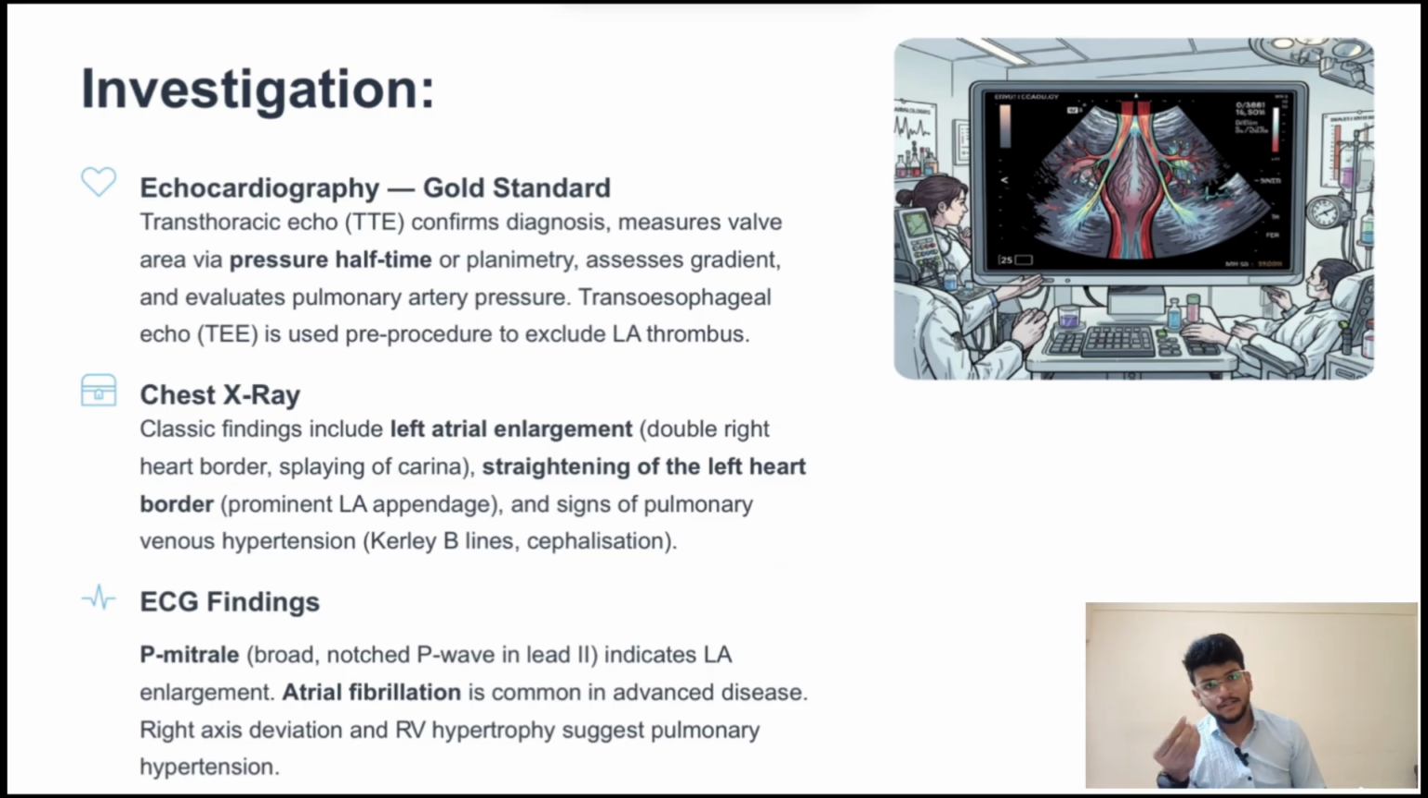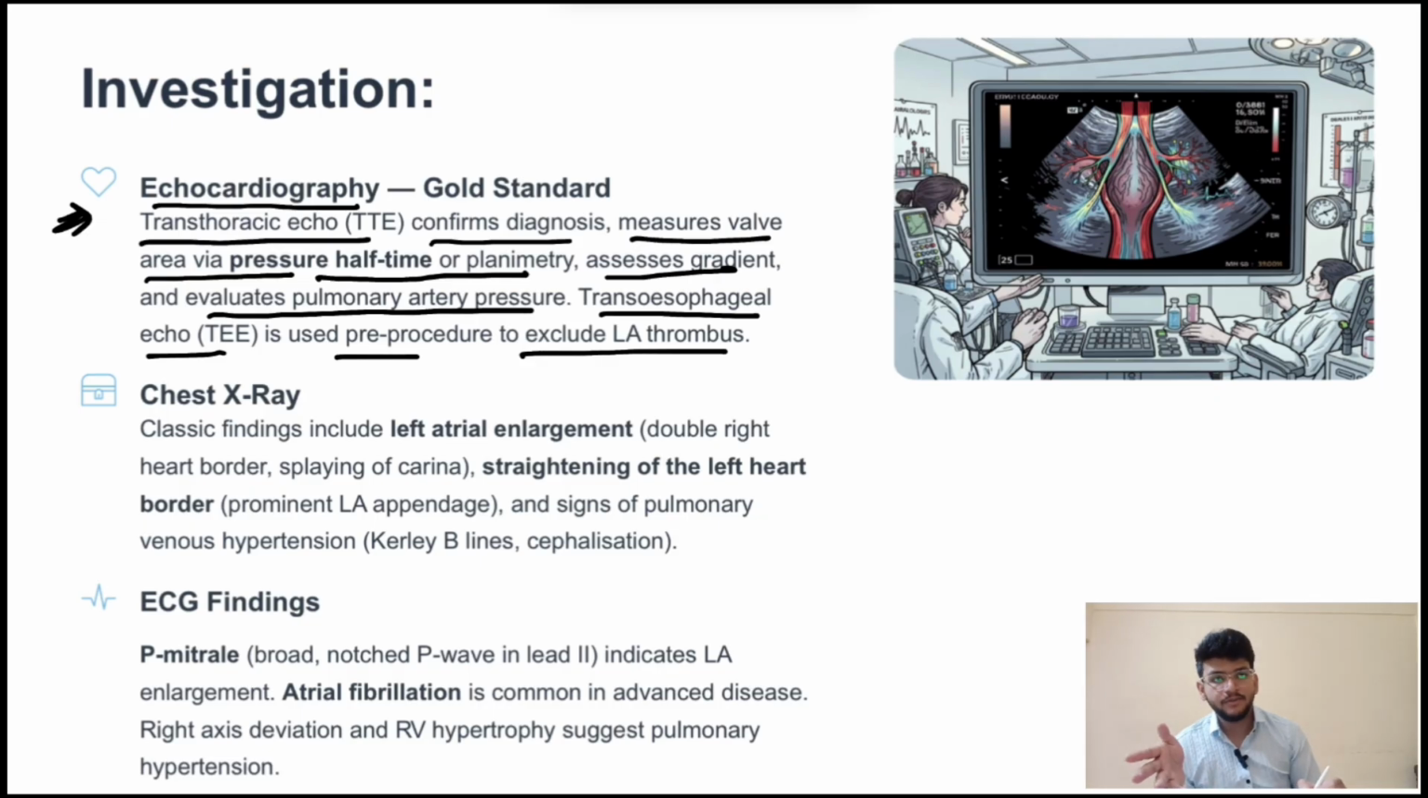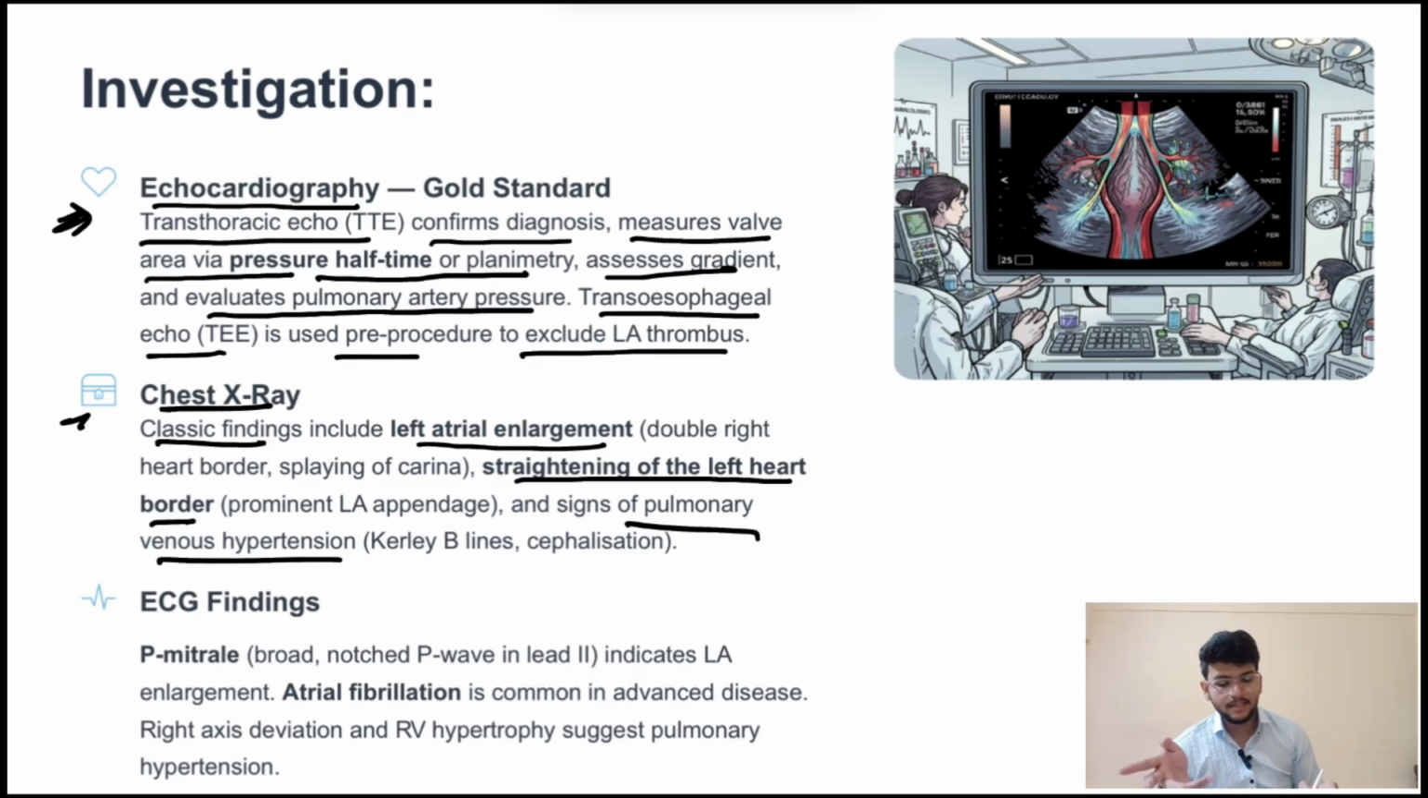Now let us see the investigation part of mitral stenosis, where we have the gold standard, that is transthoracic echocardiography. It confirms the diagnosis, measures the valve area and the pressure half time or the planimetry, assesses the gradient and evaluates the pulmonary artery pressure. Transesophageal echo is used pre-procedure to exclude left atrium thrombus. Then we have chest X-ray, where the classic findings like left atrial enlargement, straightening of the left heart border, and signs of pulmonary venous hypertension are seen.